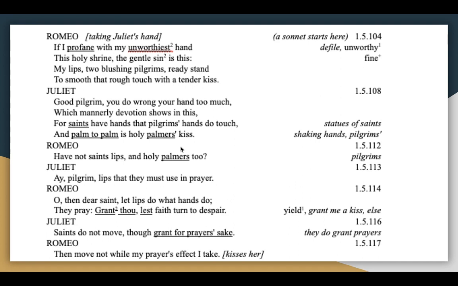So that's another argument you could make in one of your paragraphs. Again, if you have any questions, please contact me, but that's it for the scene.